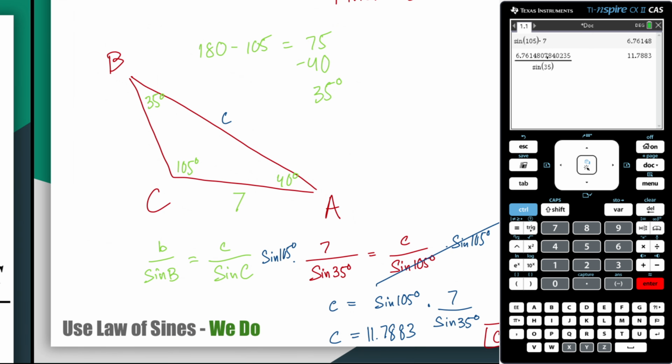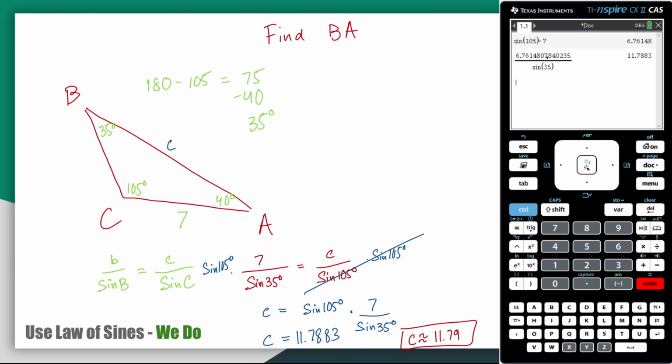Now that kind of makes sense, right? You could see that there's a 35 here opening up to a 7. We know that 105 should open up to a bigger length than that. But everything looks good here. So this is how we use law of sines to try and find missing sides or even missing angles for problems that are not right triangles. Because if this was a right triangle, we could have used much different methods to try and figure that out. Hopefully this is kind of making sense.